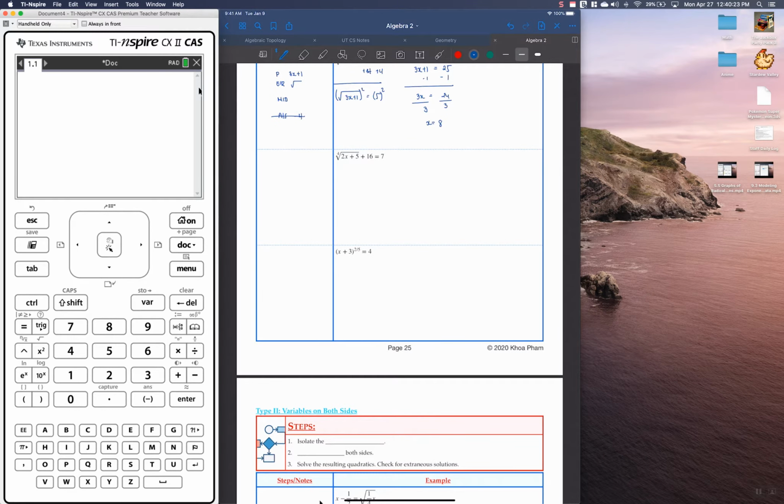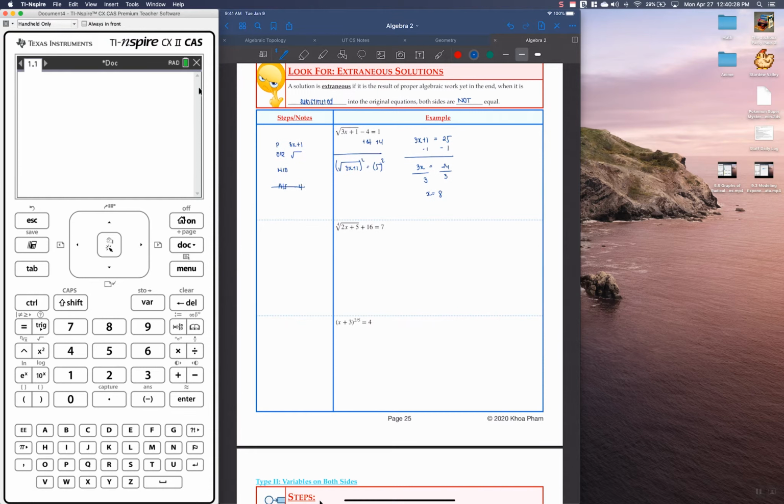Down here, same song, different verse. And then here to check for extraneous solutions, all you do is you plug it back in. And so I'm going to get a little bit lazy here. This is the square root of 3 times 8 plus 1. There's a minus 4 on the outside. I know that this solution works. So it's equal to 1 on the left side, equal to 1 on the right side. So x equals 8 is a valid solution.